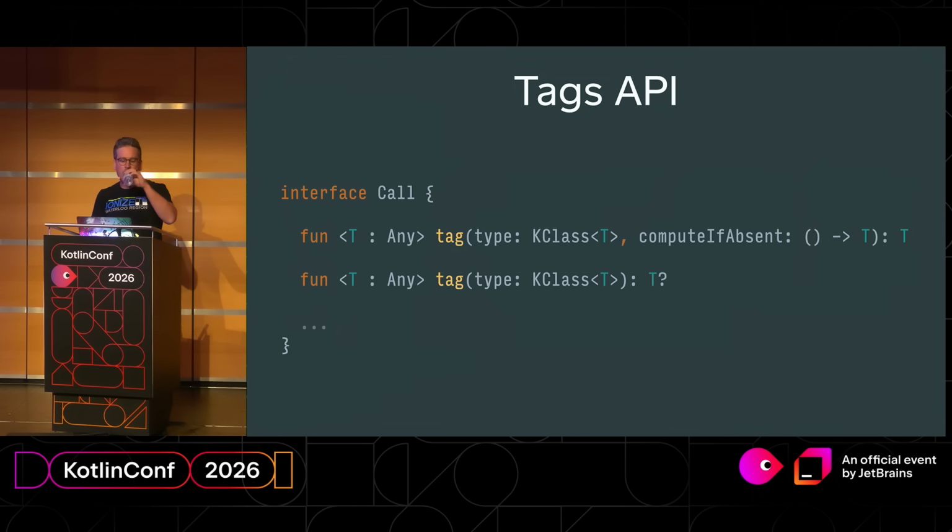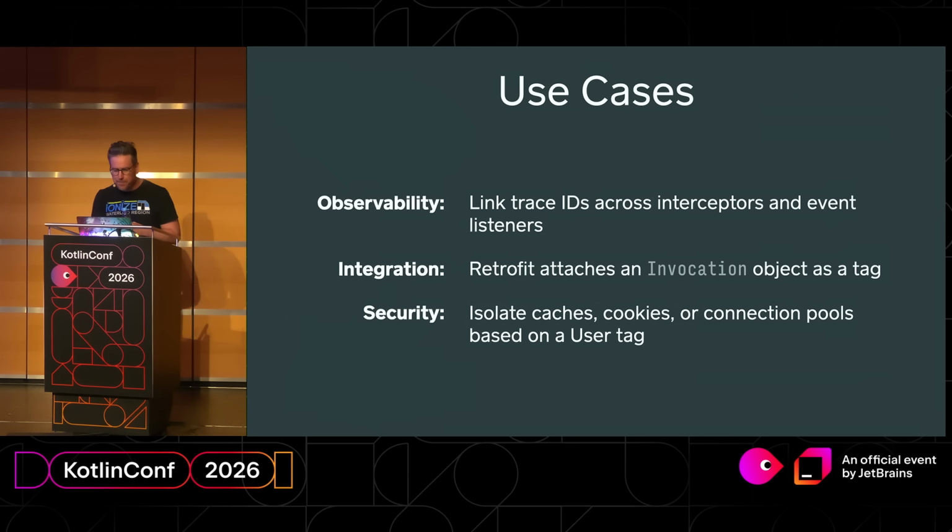Tags. OkHttp will let you attach arbitrary data to your HTTP calls. And the key of each arbitrary data is a class. You can use this for more observability. You can attach trace IDs. You can use it to basically wire data from different systems. If you write an OkHttp interceptor, you can read the Retrofit metadata that it injects off of a tag. There's an invocation tag, and you can say, what function was I calling when this HTTP call was made? And then you can use it to put application-specific data into your calls.